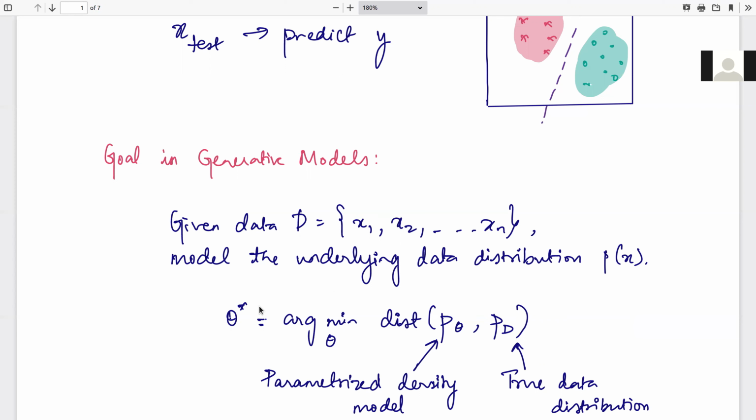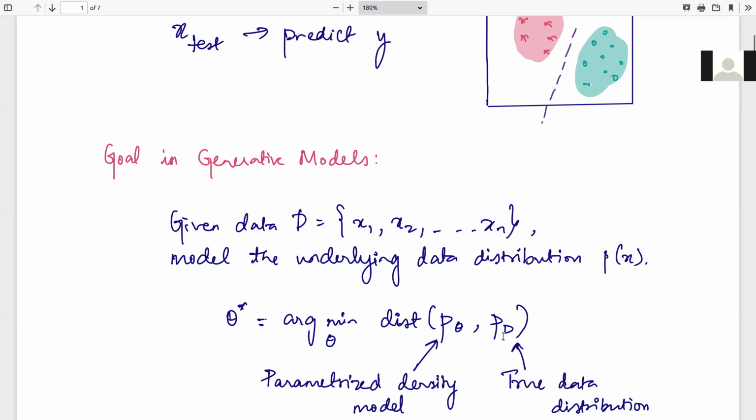So how do we learn P of x? We try to have a parameterized model for this, where the parameters are represented by theta, and we aim to find the theta which can minimize the distance between two distributions. The two distributions here are the true data distribution, which is unknown to us, and the parameterized density model, which we will be using to approximate the underlying data distribution.